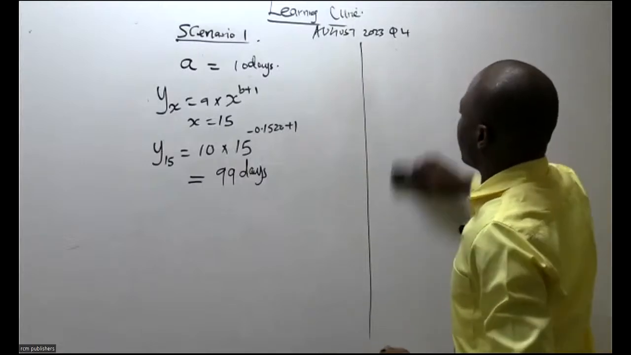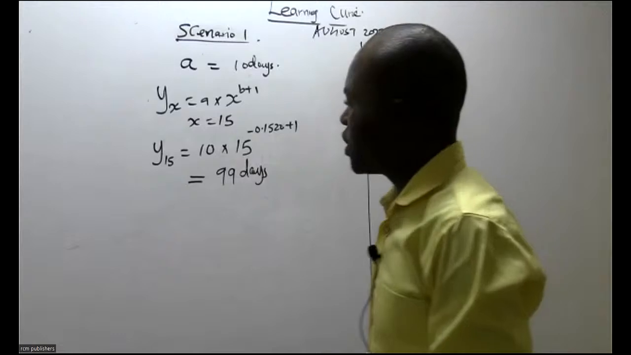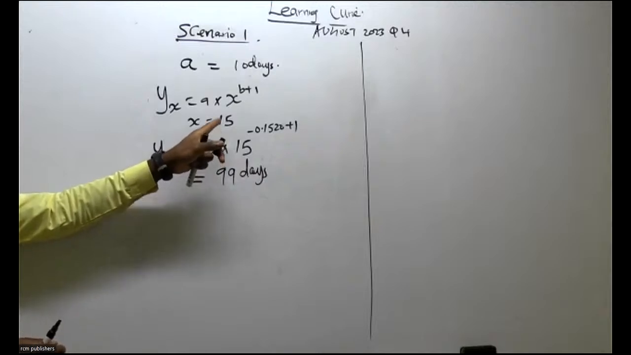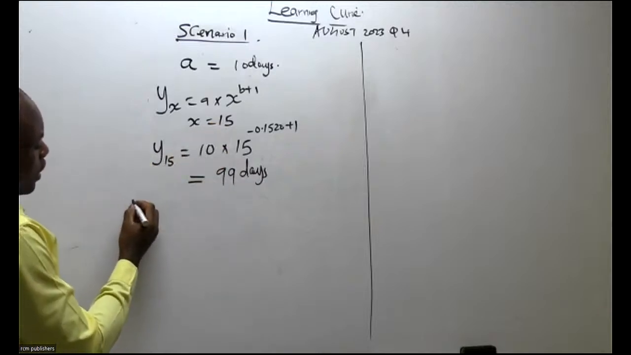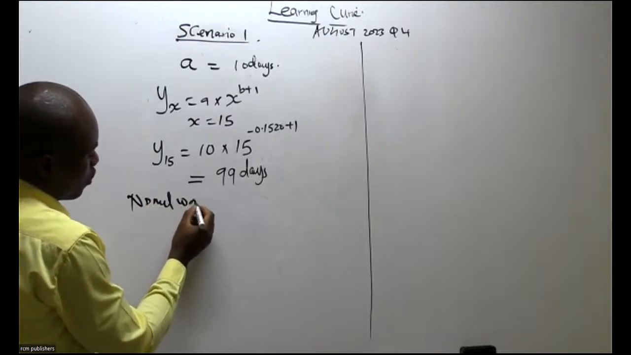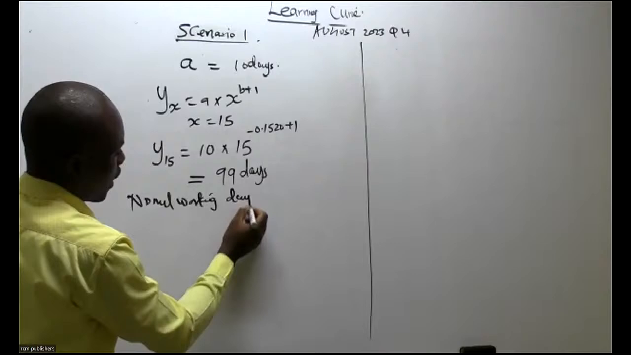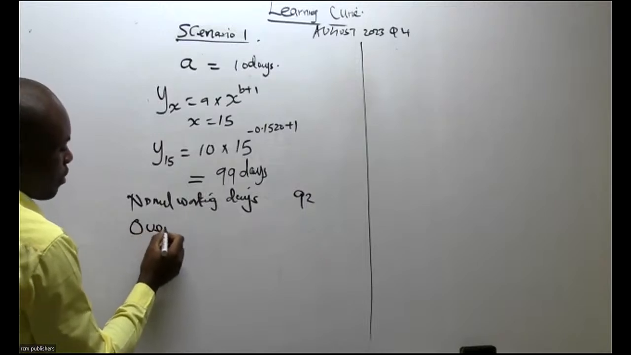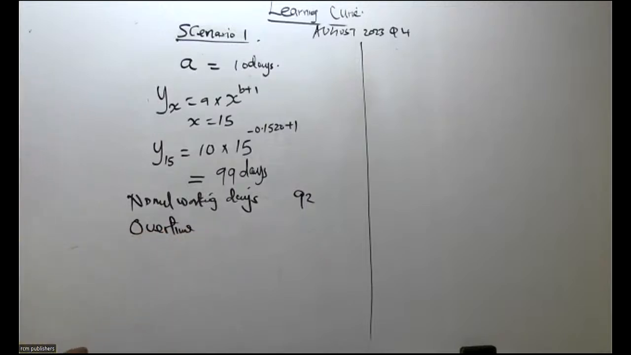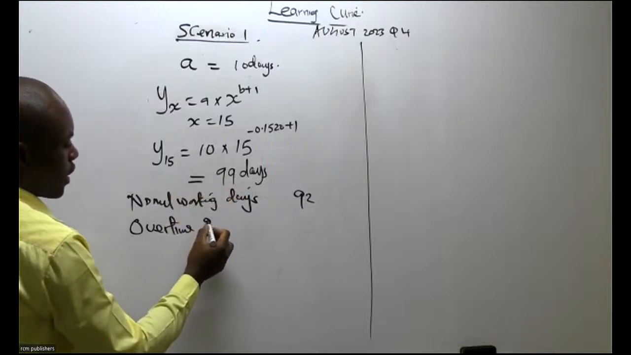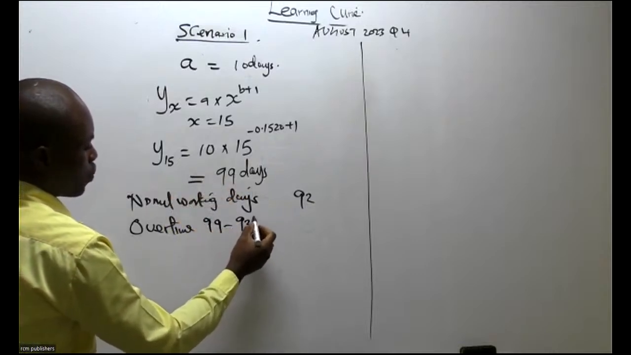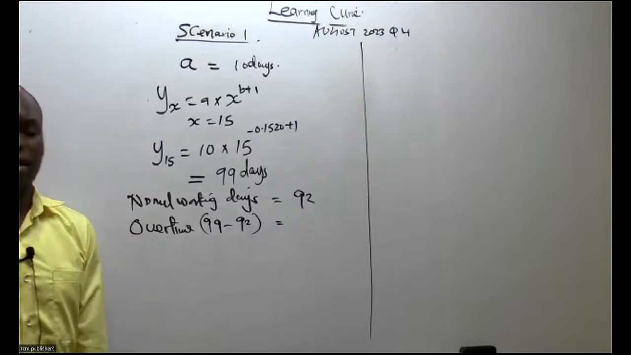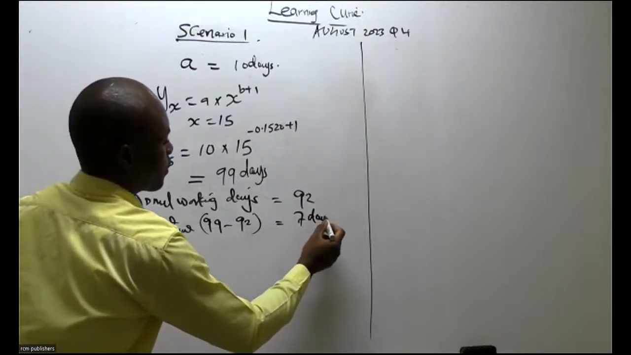Good. I want us to identify some interesting things here. This is the total time they are going to take to produce how many buses? 15. To assemble 15 buses. Now, the normal working days, as per that question, we are told is 92. Is it? 92 days. Overtime. We have been told, how much will the overtime be now? The total number of days they need is 99. Normal working day has got 92 days. So how much will the overtime be? 7 days.